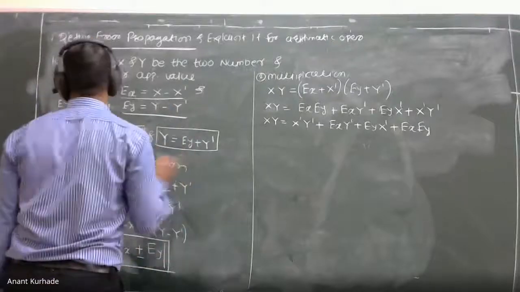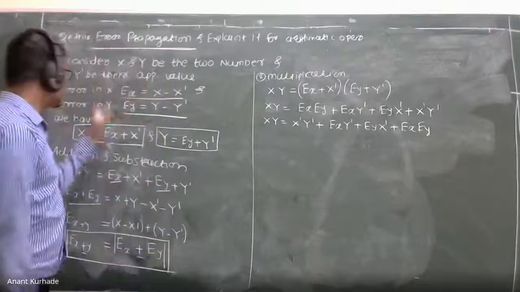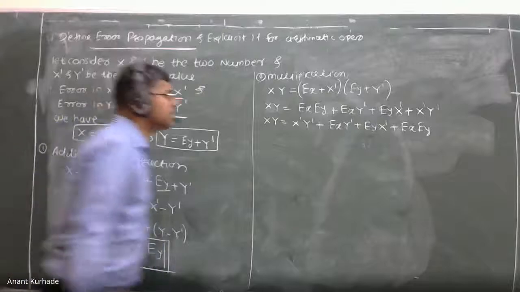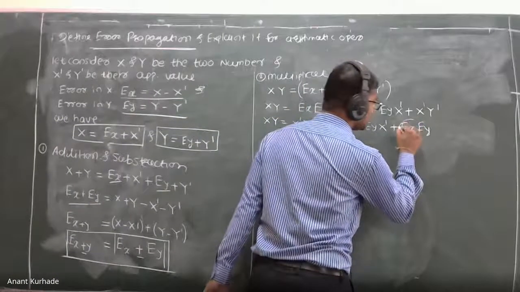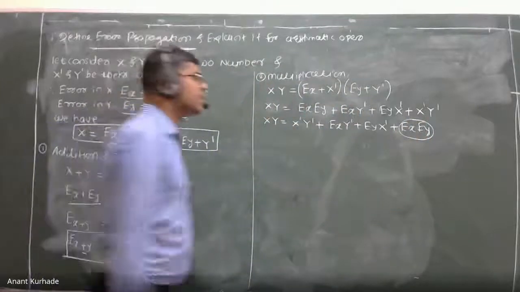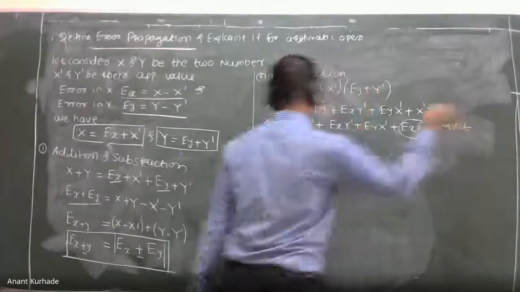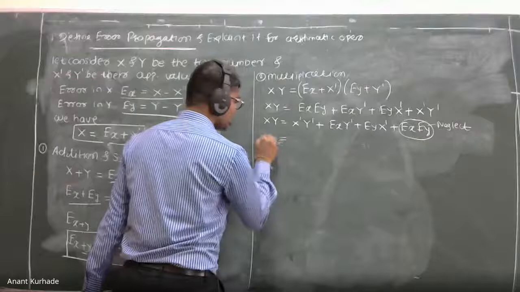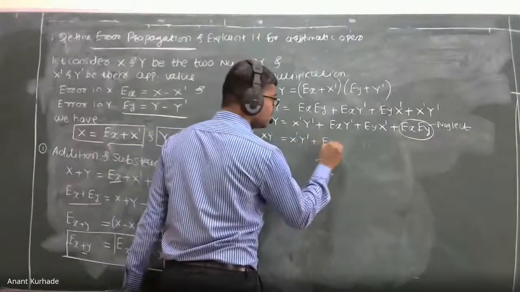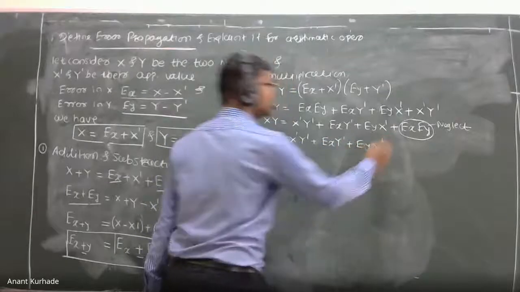Now, what is ex? Error in x. What is ey? Error in y. If we multiply ex and ey, it is a very small value, so you can neglect this term. Then you can write xy is equal to x dash y dash plus ex y dash plus ey x dash.